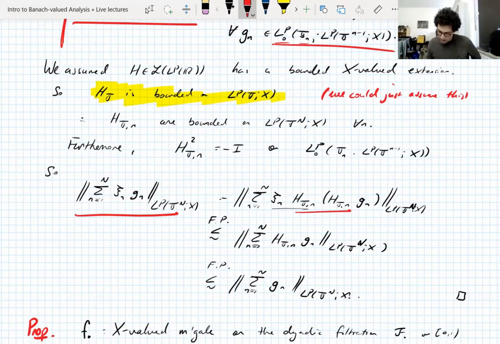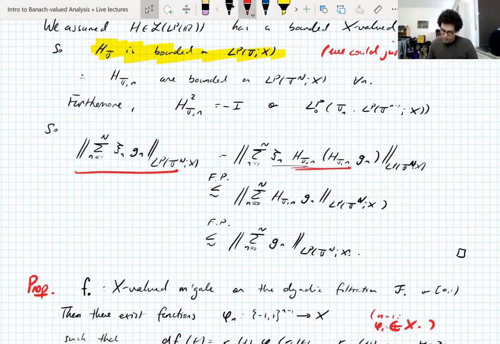You get to plug in the square of the Hilbert transform because that's minus the identity operator. You can do that in each variable. Everything is mean zero in the nth variable, so the fact that you lose the zeroth frequency doesn't affect anything. And then you use the fundamental proposition twice.